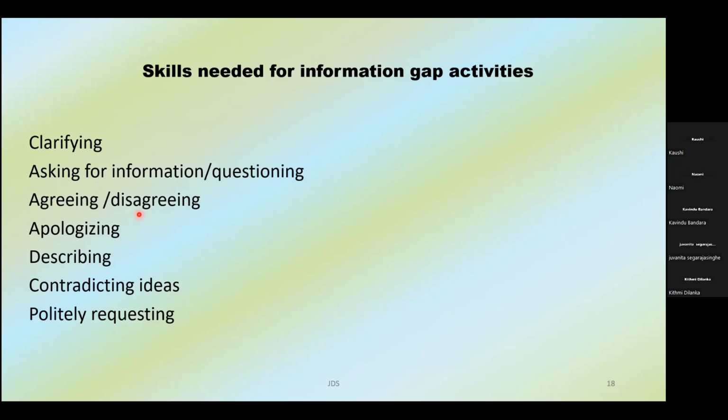Look at the skills needed: clarifying, asking, answering, questioning, giving information. You can get things wrong. You may not understand the first time itself, so you have to re-ask or clarify things, agree, apologize if there is any mistake. Right? So all these are the related skills that are practiced in an information gap activity.